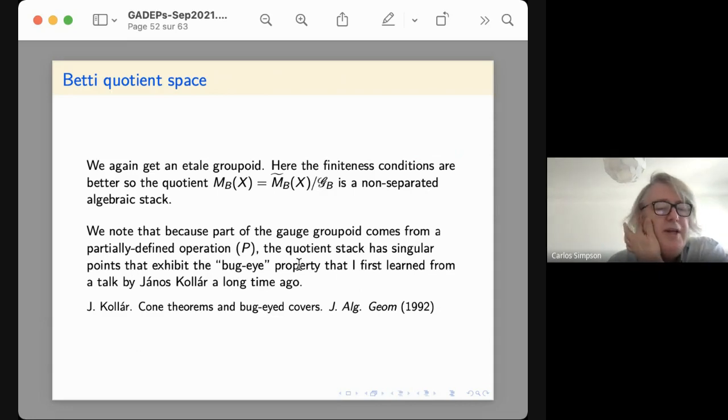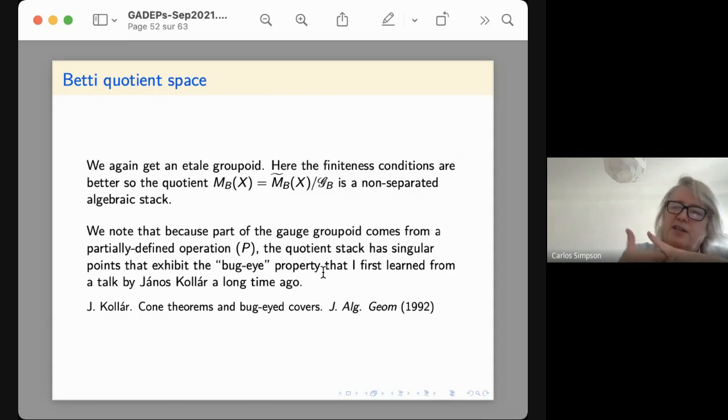I just wanted to comment that what's happening here is something I learned in a talk a very long time ago from János Kollár, and he has a paper about this. You have some kind of thing which János called a bug-eye space. If you take a line and take a plus or minus one action, classically you take the quotient and you get a Deligne-Mumford stack. But you could also take a different quotient, which is to take the quotient just by the minus one action, but away from the origin. That's not the same as the Deligne-Mumford quotient. That's what I think János was calling the bug-eye quotient.